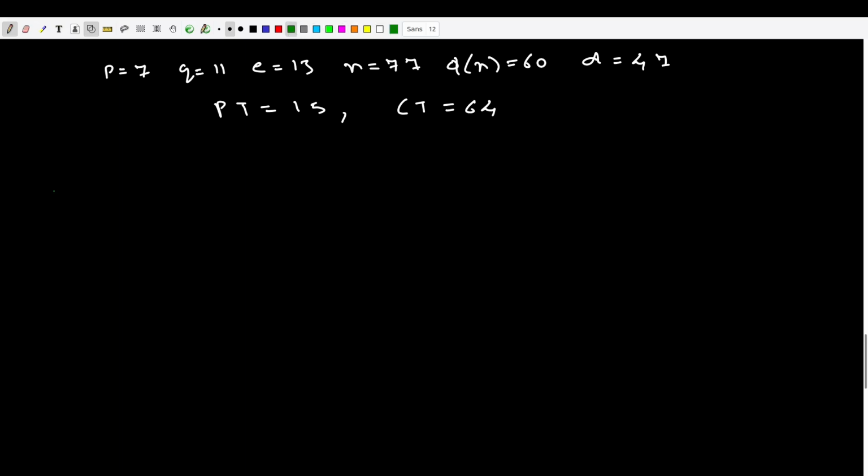Now we wanted to compute MP. So let us compute MP. MP is equal to what? ct, ciphertext to the power d mod p minus 1, modulo p, right?